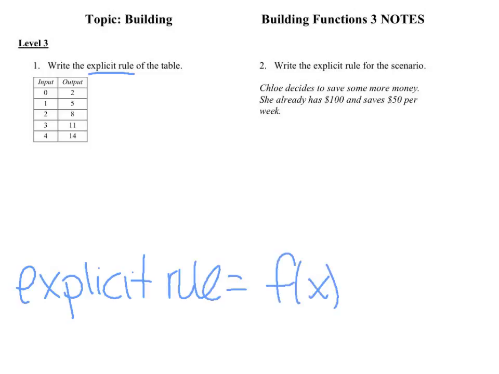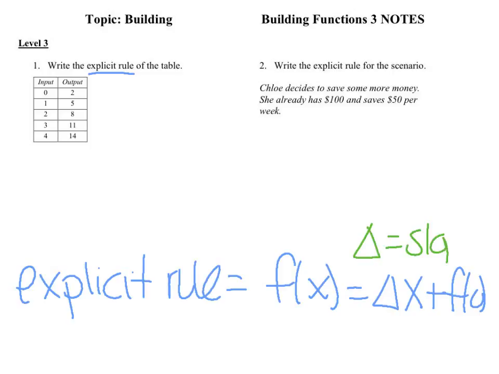F of x equals delta x plus f of 0. Your delta x is the slope, and your f of 0 is the output of 0. So let's take a look at this first one. The output of 0 is 2.